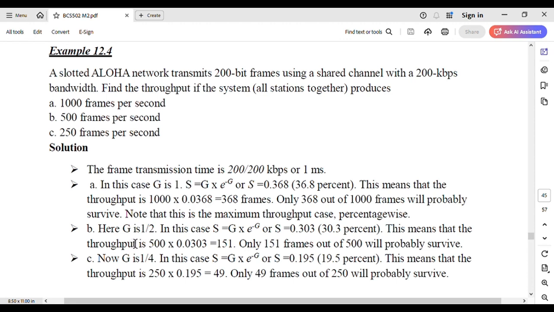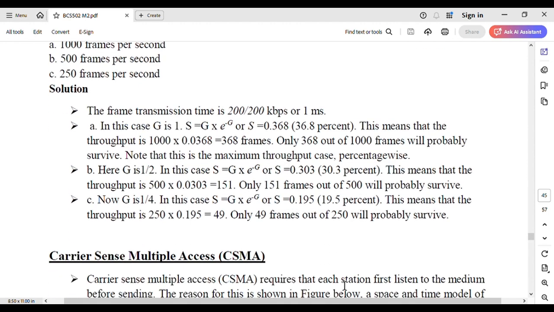Next, G is equal to 1/2. In this case, S is equal to G times e to the power of minus G, which is 0.303, or 30.3%. This means the throughput is 500 times 0.303, so about 151 frames will survive. And then G is equal to 1/4. In this case, S is equal to 0.195, or 19.5%. This means that 250 times 0.195 is equal to 49. Only 49 frames out of 250 will probably survive. Thank you.